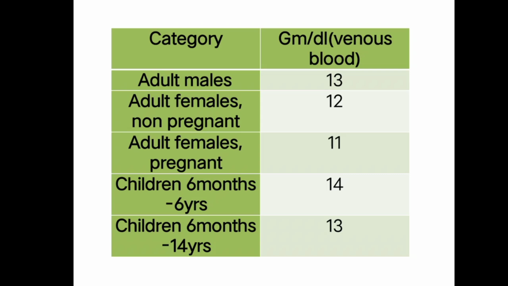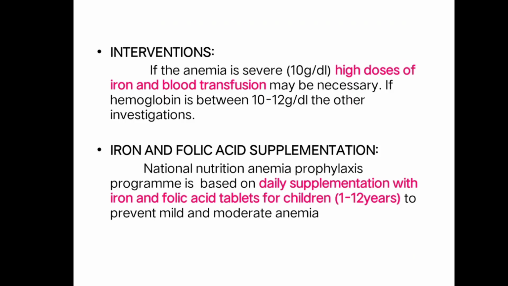Adult male it is 13 gram per deciliter. Adult female non-pregnant 12 gram per deciliter. Pregnant females it is 11 gram per deciliter. Children 6 months to 6 years is 14 gram per deciliter. So as an intervention you can give iron and folic acid supplementation on a daily basis.